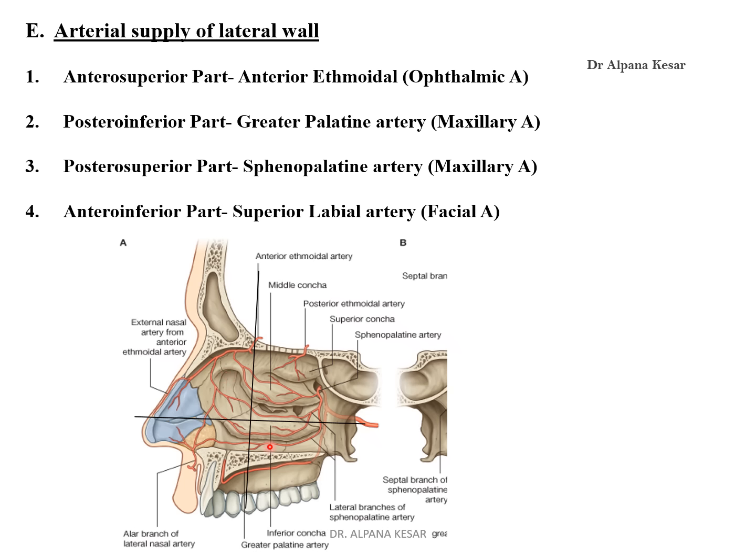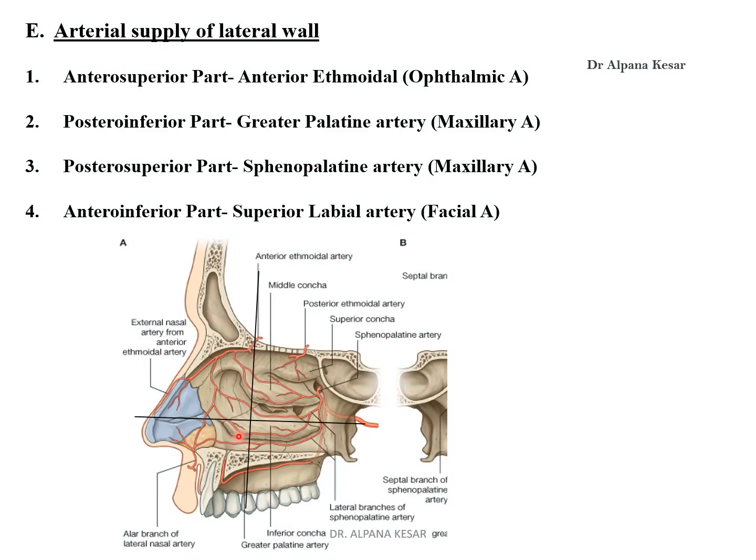The posteroinferior compartment gets its blood supply from the greater palatine artery. Greater palatine artery is a branch of maxillary artery. Posterosuperior compartment gets its blood supply from sphenopalatine artery, branch of maxillary artery.